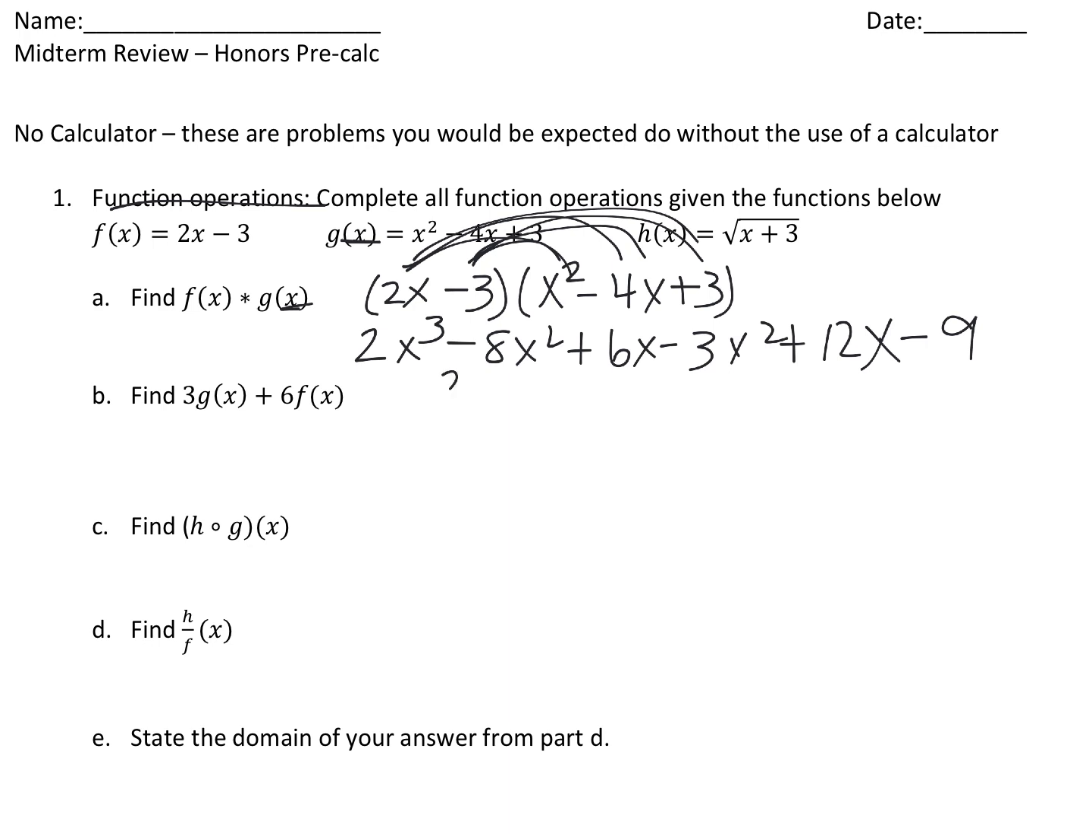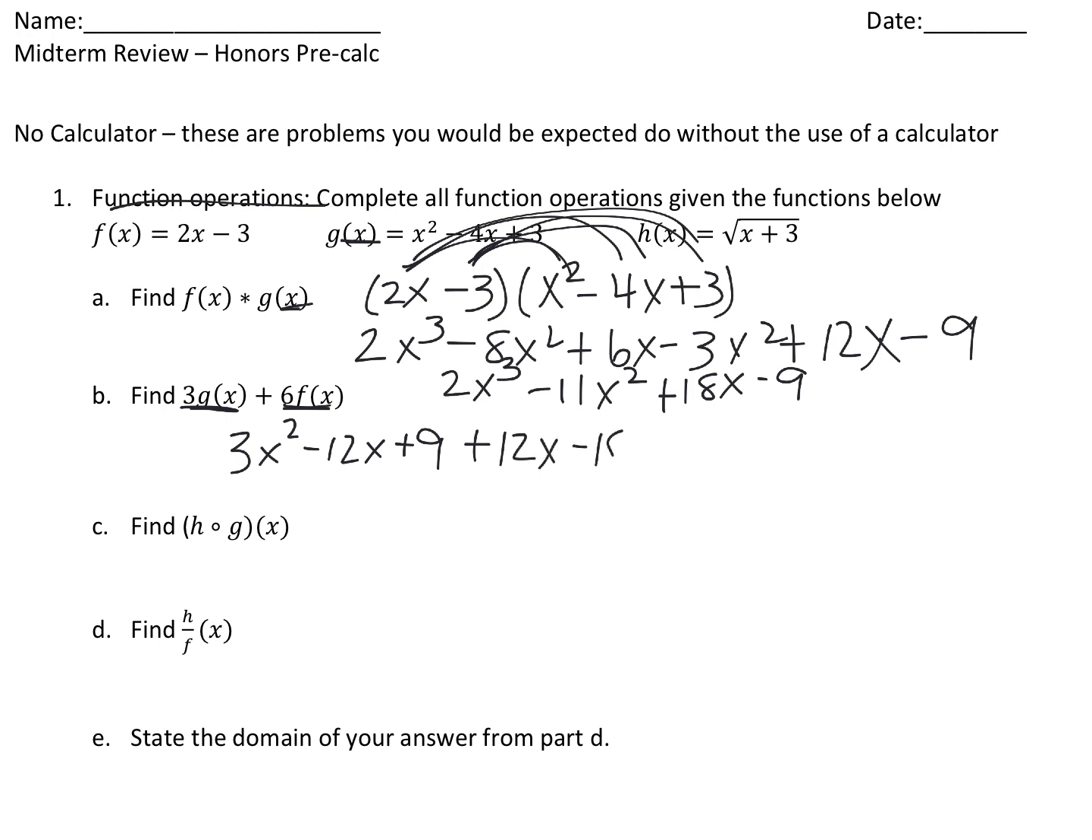All right, so 2x cubed minus 11x squared plus 18x minus 9 is the answer for A. For part B, it's actually telling us what operations to perform. So 3 times g is 3x squared minus 12x plus 9 plus 6 times f squared. So if I multiply all my terms here, I just have to combine my like terms. So 3x squared, the x terms cancel, minus 9.